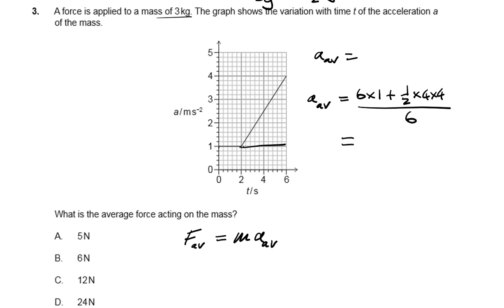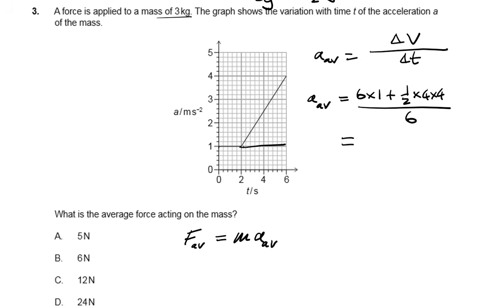Average acceleration is total area under graph, or let's say divided by total time. And the area under the graph is velocity, right? Change in velocity. So we can write it like that as well.